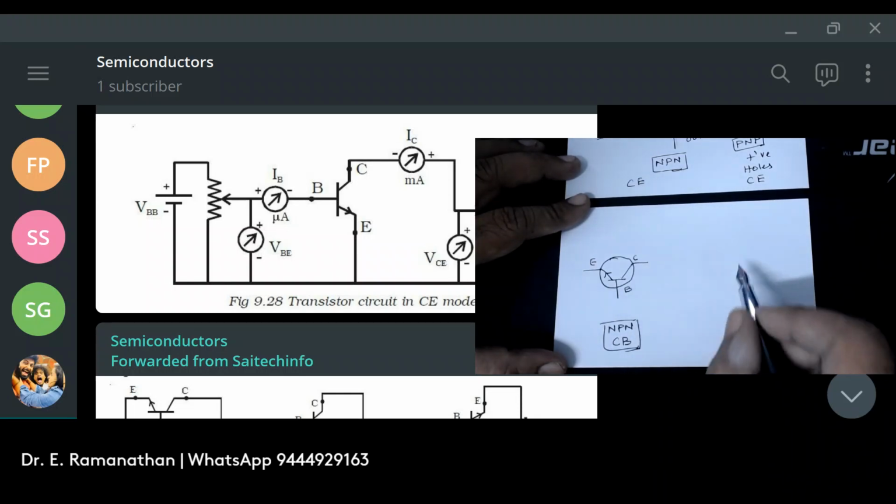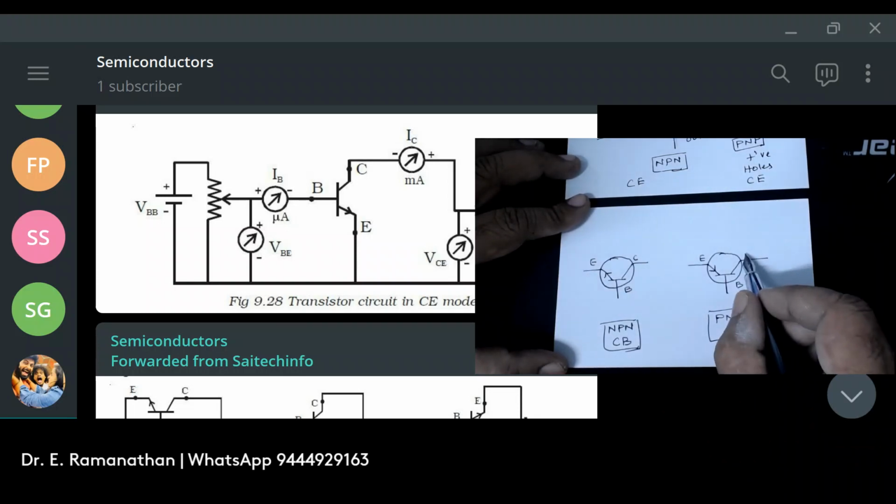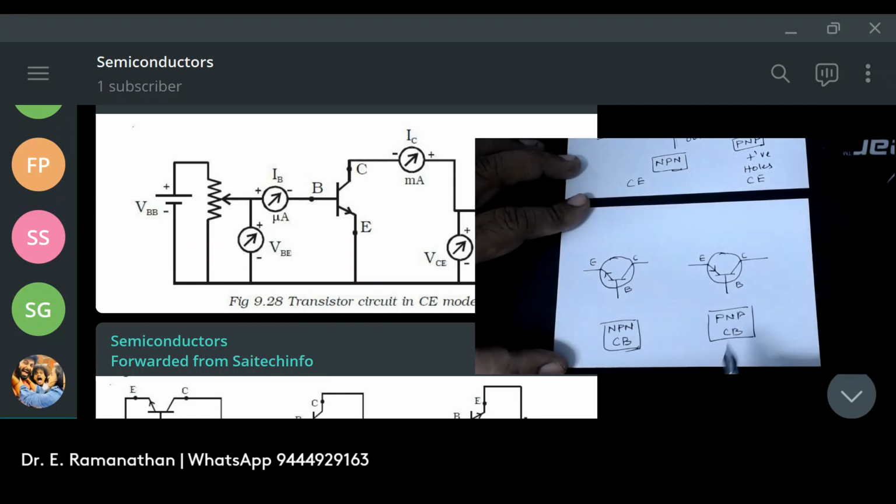Okay, and what about common base PNP, common base PNP? Now let us put the common base here, and emitter, collector. Now this must be pointed, the arrow mark should be pointed towards the base, and this is emitter, this is collector. Now this is very simple. We are now discussing 1, 2, 3, 4 types of configurations.